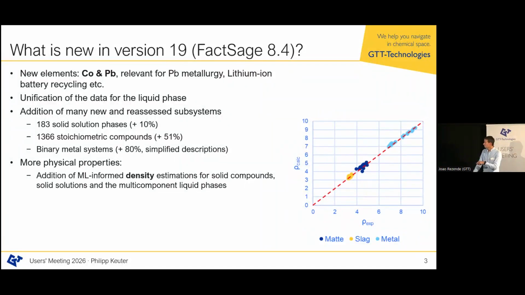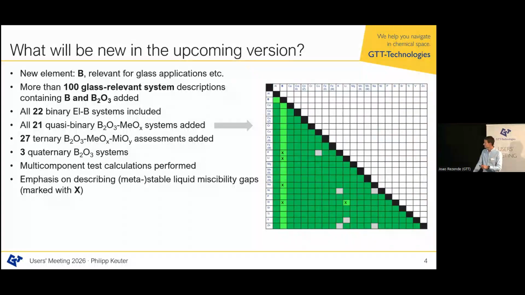Now, what will be new is that we will add boron. Boron is particularly interesting for glass design, for glass applications, because boron is an important constituent in glasses. We have added more than 100 glass relevant systems, mainly Tanya did, in an excellent way.